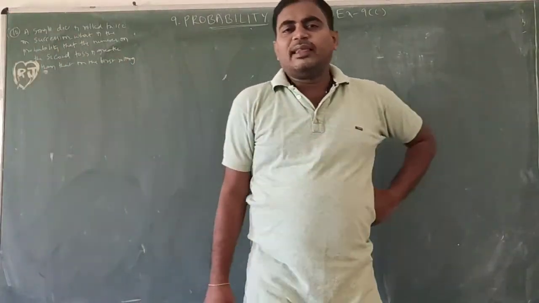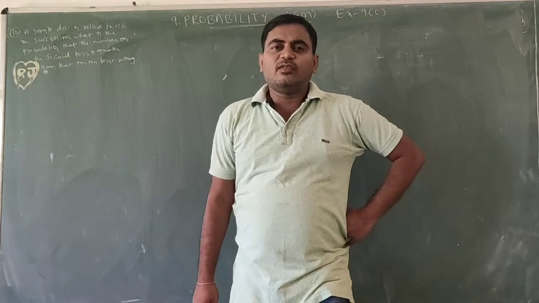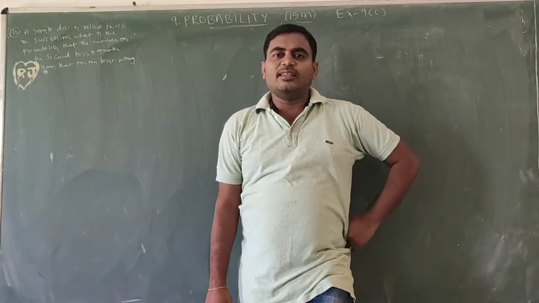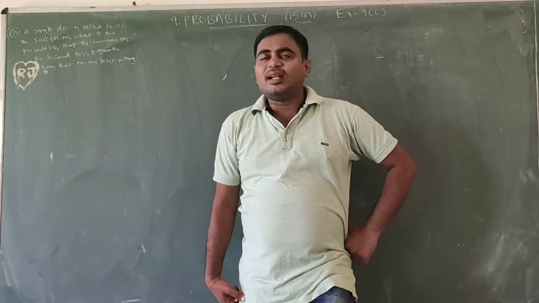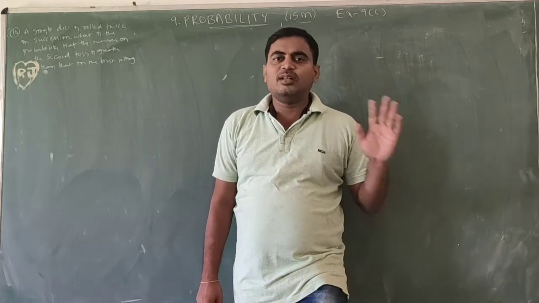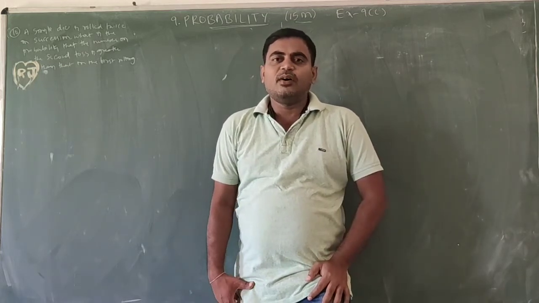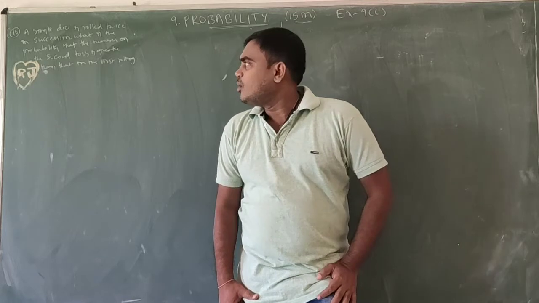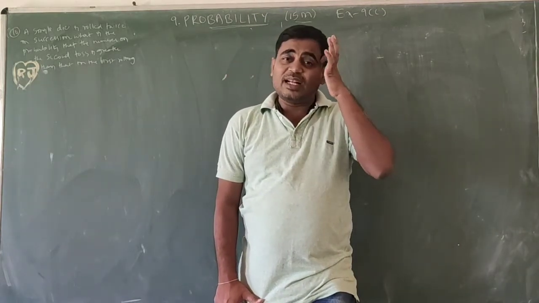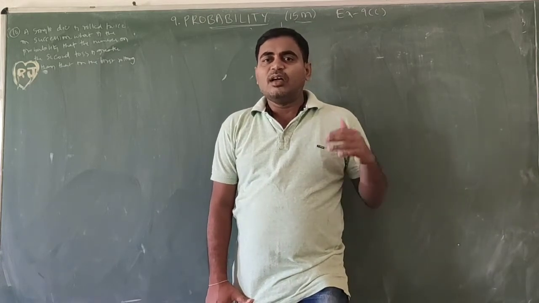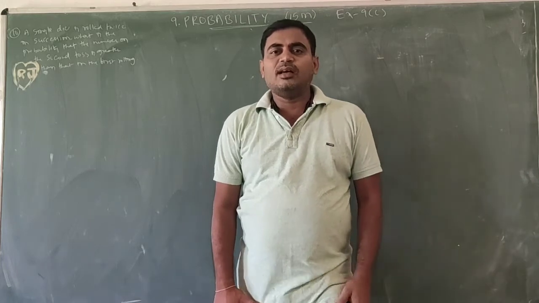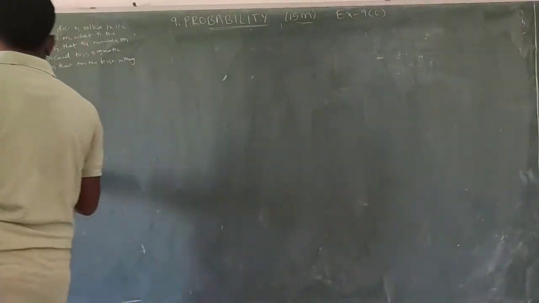A single die rolled twice is equal to two dice rolled simultaneously. So both have 36 choices. The 36 choices we already wrote: 1 1, 1 2, 1 3, 1 4, up to 6 6. These are all the possibilities when two dice are rolled. Now we need the probability that the number on the second roll is greater than the number on the first roll. So first, the solution.